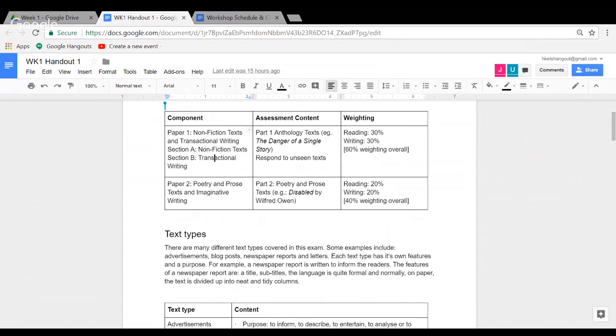Nonfiction texts are what? What is nonfiction? What's fiction? Fiction is something that is a story and it's made up. That's right. Non-fiction is something that is real facts, for example, an autobiography. Yes, that's right. Exactly. So here you're looking at texts that are real.